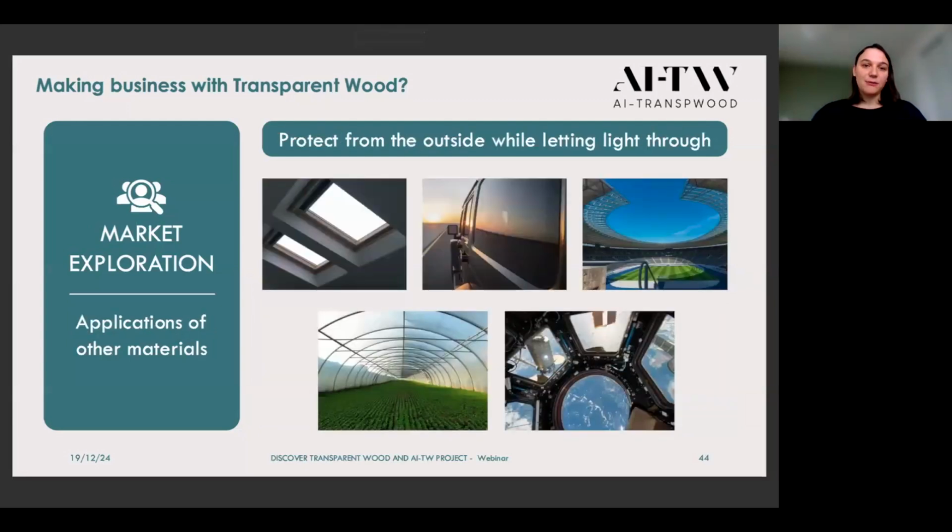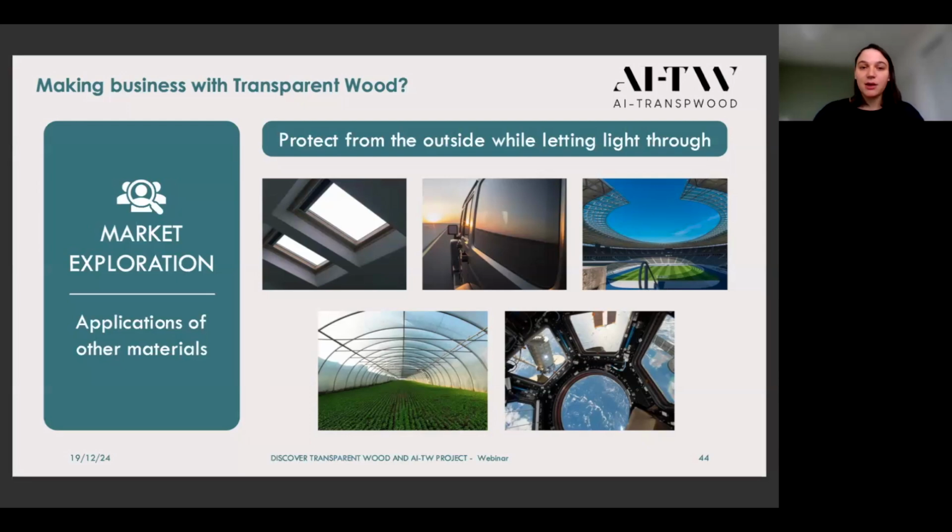Now, if we look at applications of transparent materials, we see that they can play different roles. One of them is the protection from outside conditions while letting light through. It can be the case of windows. In that case, we basically want natural light to come in, but we want to be protected from outside conditions, such as rain. And we want to have a sufficiently high insulation to keep a comfortable temperature inside, which is why we use transparent materials such as glass instead of using just holes in the walls.